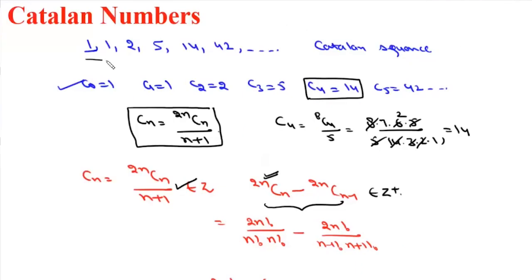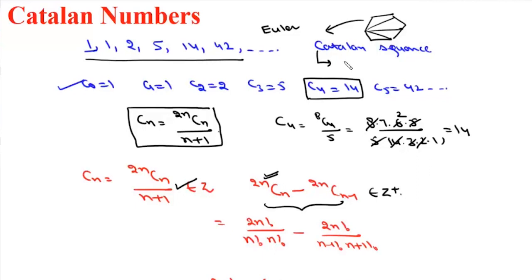Now this Catalan sequence was first studied by Euler in the 18th century when he was working to find out the number of ways of dividing a polygon into triangles. So while solving these problems, he came across the Catalan sequence. Now the sequence is named after the mathematician Eugene Charles Catalan, who studied the connection of these Catalan numbers with the right use of parentheses.